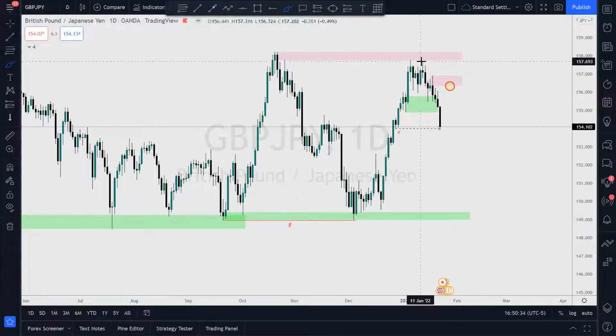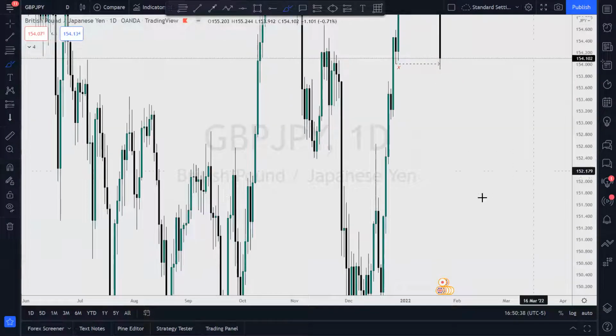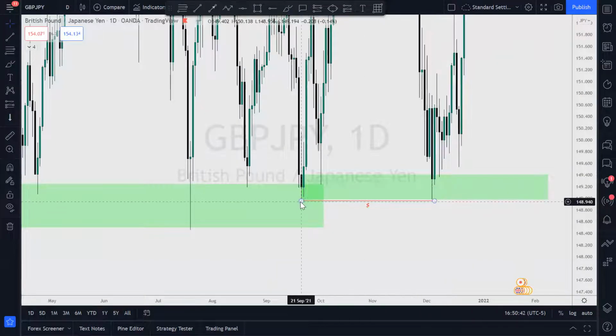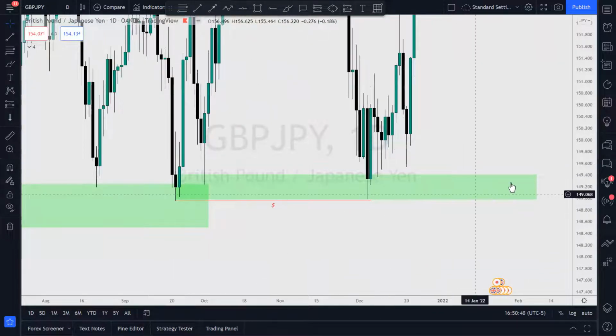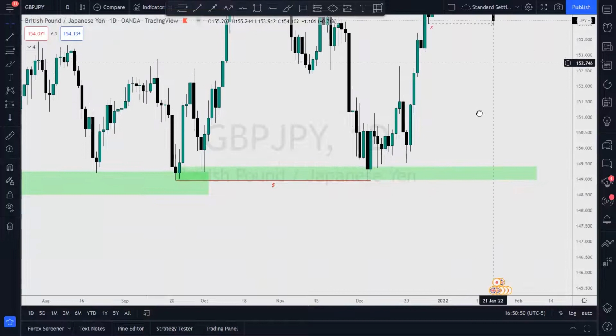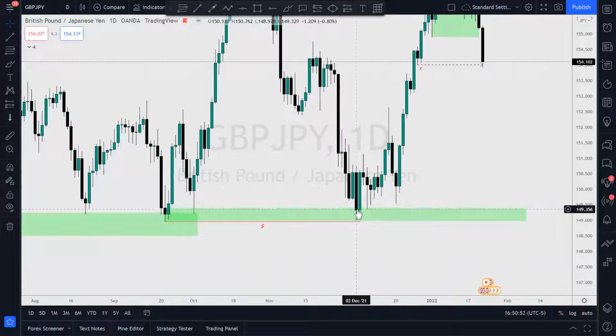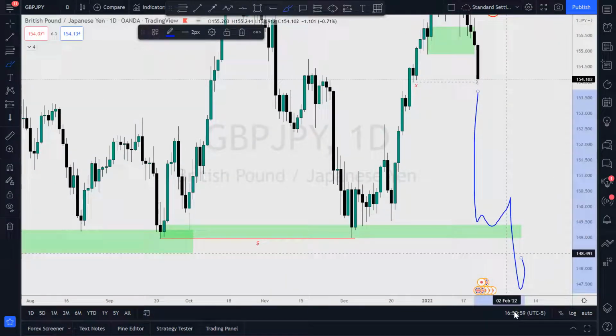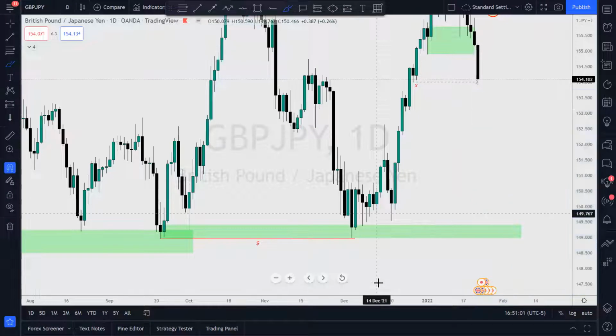So the next time price comes down here, look how far into this order block price came in to mitigate. You can kind of say there's no more orders left. So this is a weakened order block. If price comes through here, there are no more buy orders in here. This is probably going to go right through, okay?